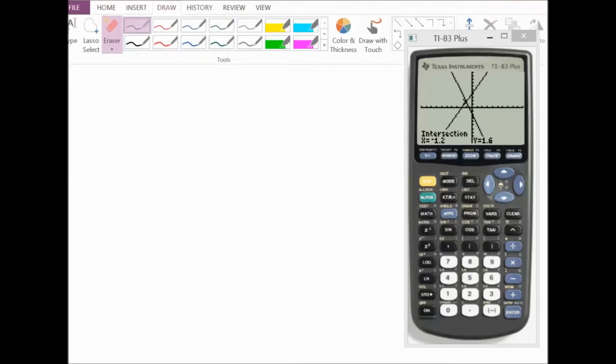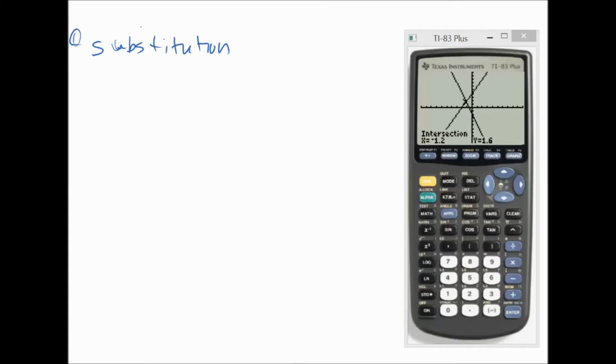Get my pen. And pretend you have the equations 2x plus 5y equals negative 5, and x plus 3y equals 3. So in substitution, what you want to do is take one of these equations and solve it for a single variable, then take that and put it into the other equation. So let's just pick one of these equations. Let's say we got this one. Let's solve this for x.